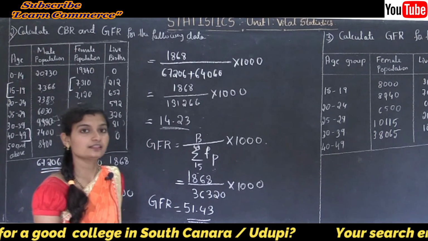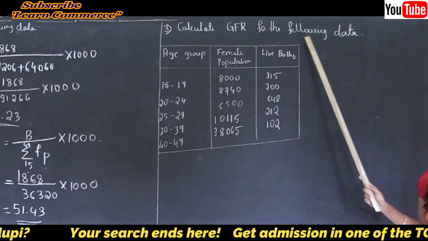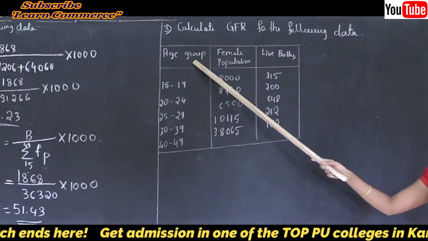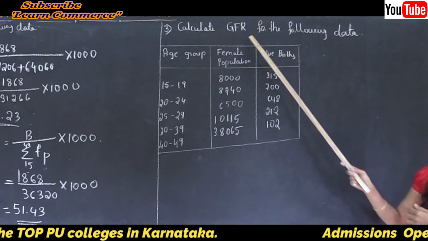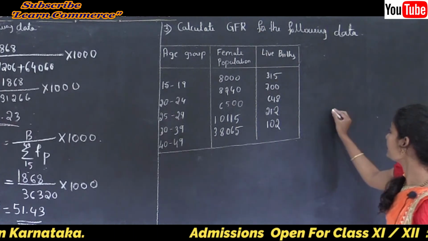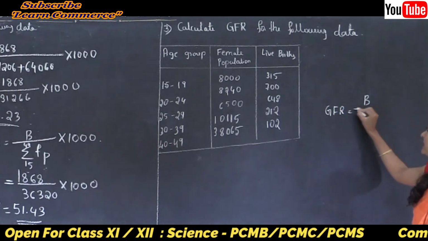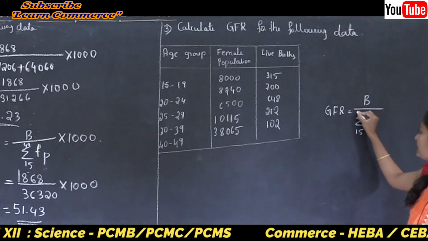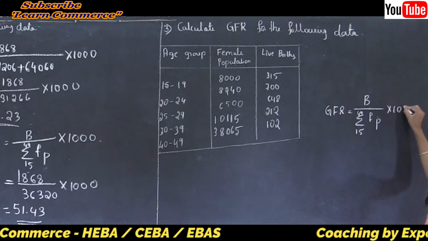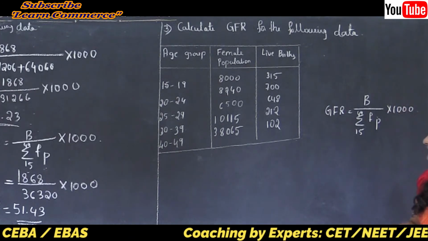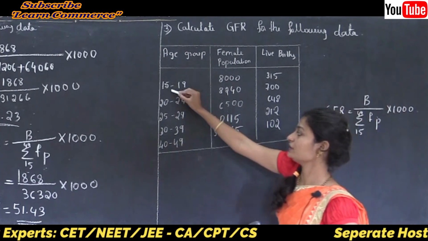Okay, next let's see the third problem, that is calculate GFR for the following data. Here the given information is age group, female population and live births. Here we need to calculate only GFR. Then the formula of GFR is B divided by the sum of the 15 to 49 years female population, into 1000. Based on our formula we need to calculate the total of live births and the total female population of 15 to 49 years.